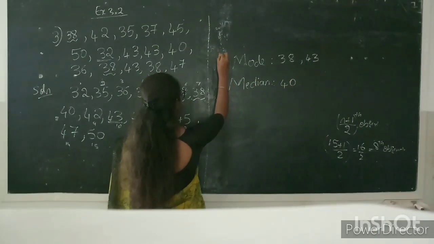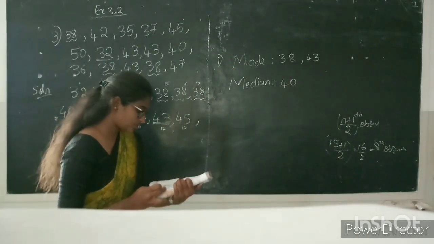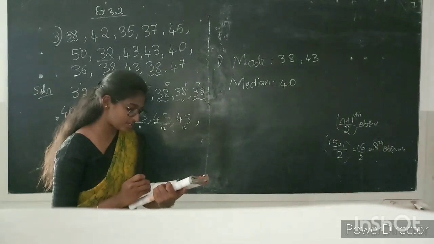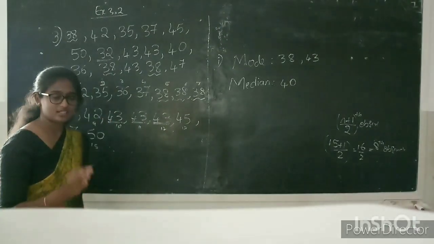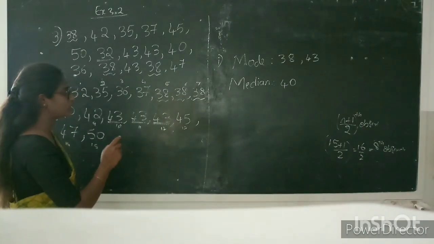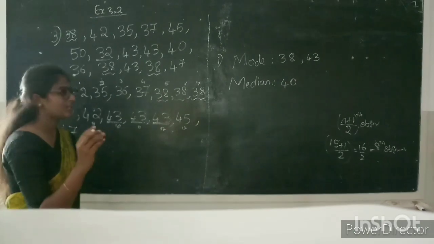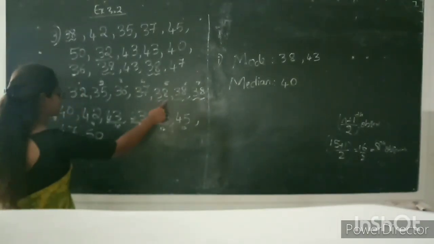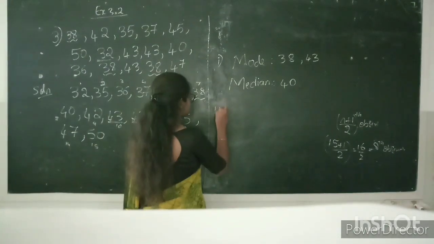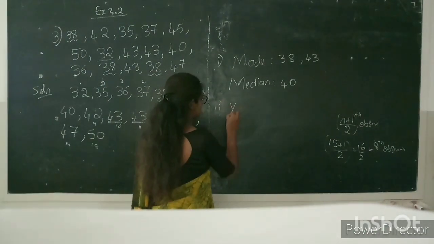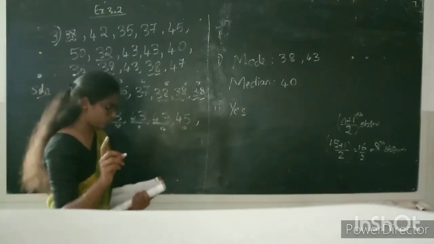This is the first sub-question they have asked us. Also, they have asked, is there more than one mode? In this question, yes, there is more than one mode, because both the values are repeating the same number of times, three times here and three times here. So the second sub-question's answer is yes, there is more than one mode.